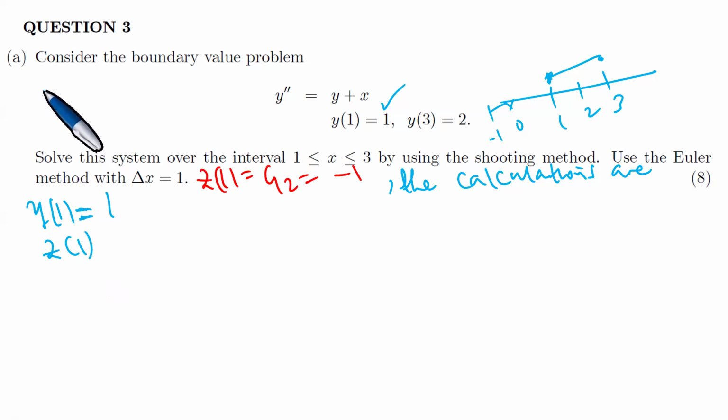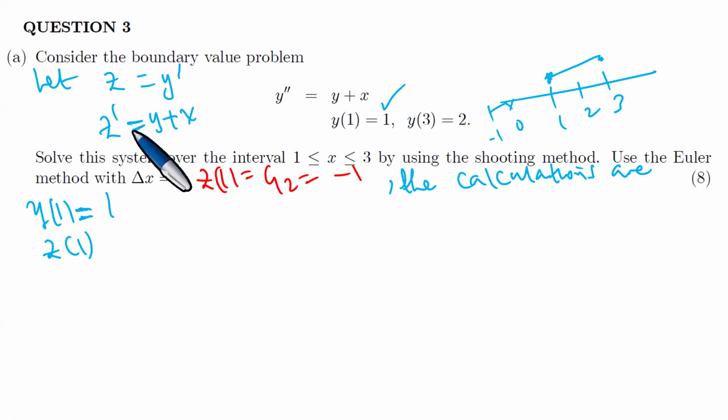Then we're going to do z at 1, but we remember that we said let z be equal to y primed. If z is equal to y primed, then it means that wherever there's y primed, z primed is y plus x. Z at 1 is the same as -1, according to this. Z at 1 is -1, according to our guess. And now we're going to do y at 2.